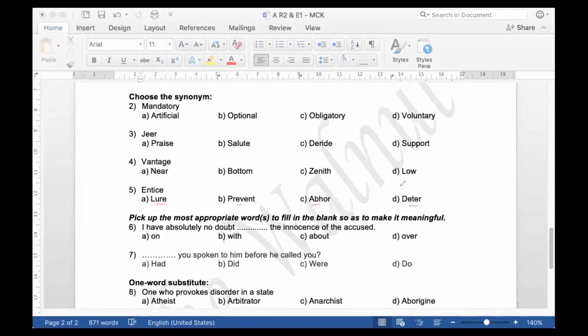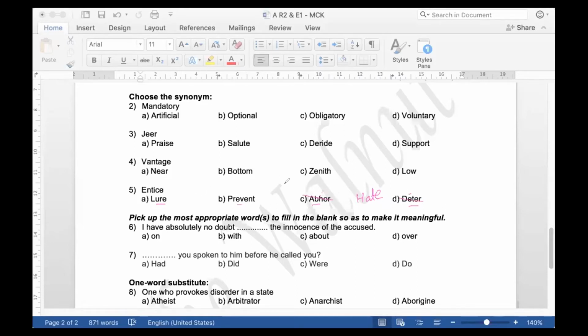So deter and abhor. Is there any similarity in the meaning? These two, abhor and deter. Both the meaning is what? Hate. So these two have the same meaning. If one is the answer, the other can be the answer as well. So these two cannot be the answer.